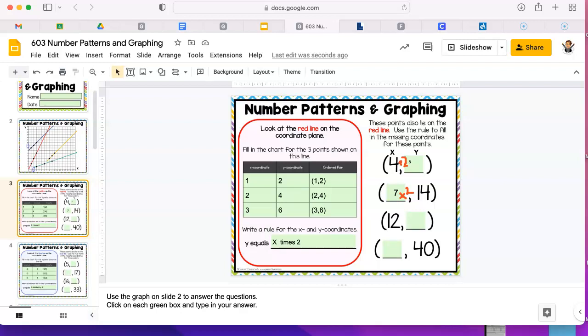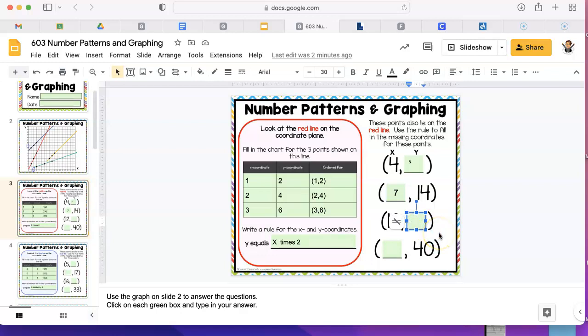So it's not on the coordinate plane. So 12 times 2 equals 24. Okay, 40 divided by 2 is 20, because 20 times 2 equals 40. So that's how you do this one. Okay.